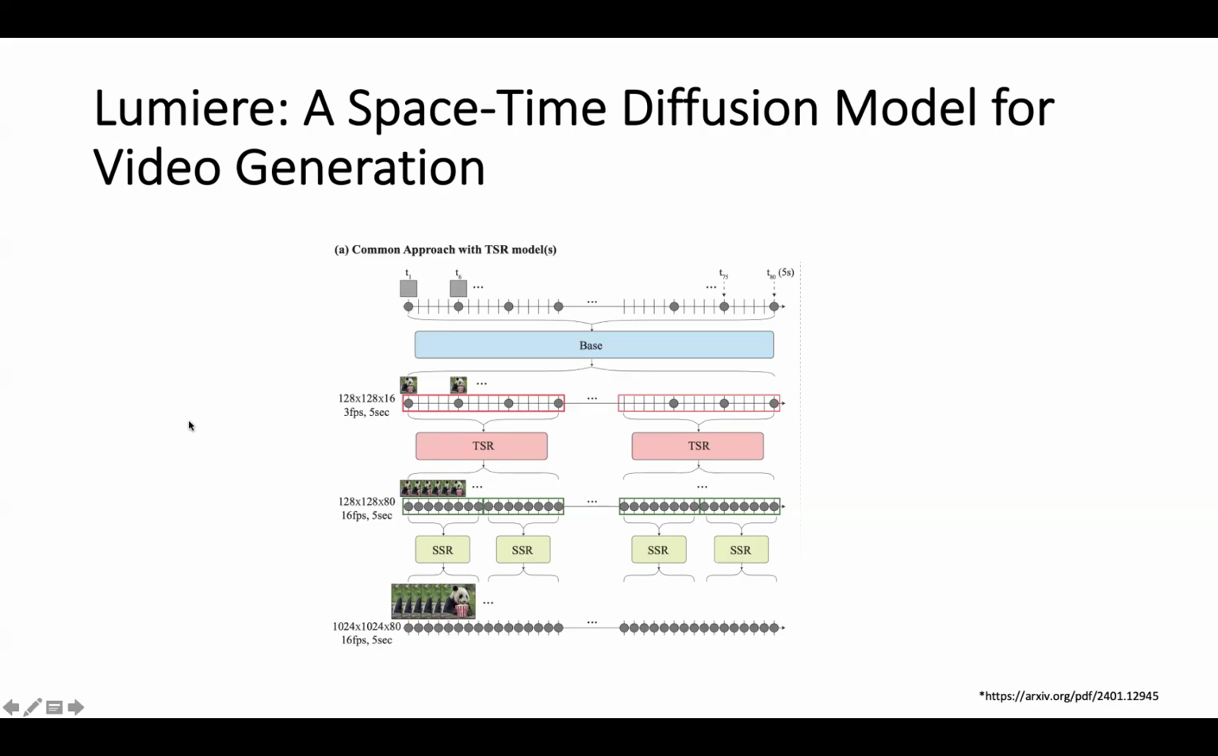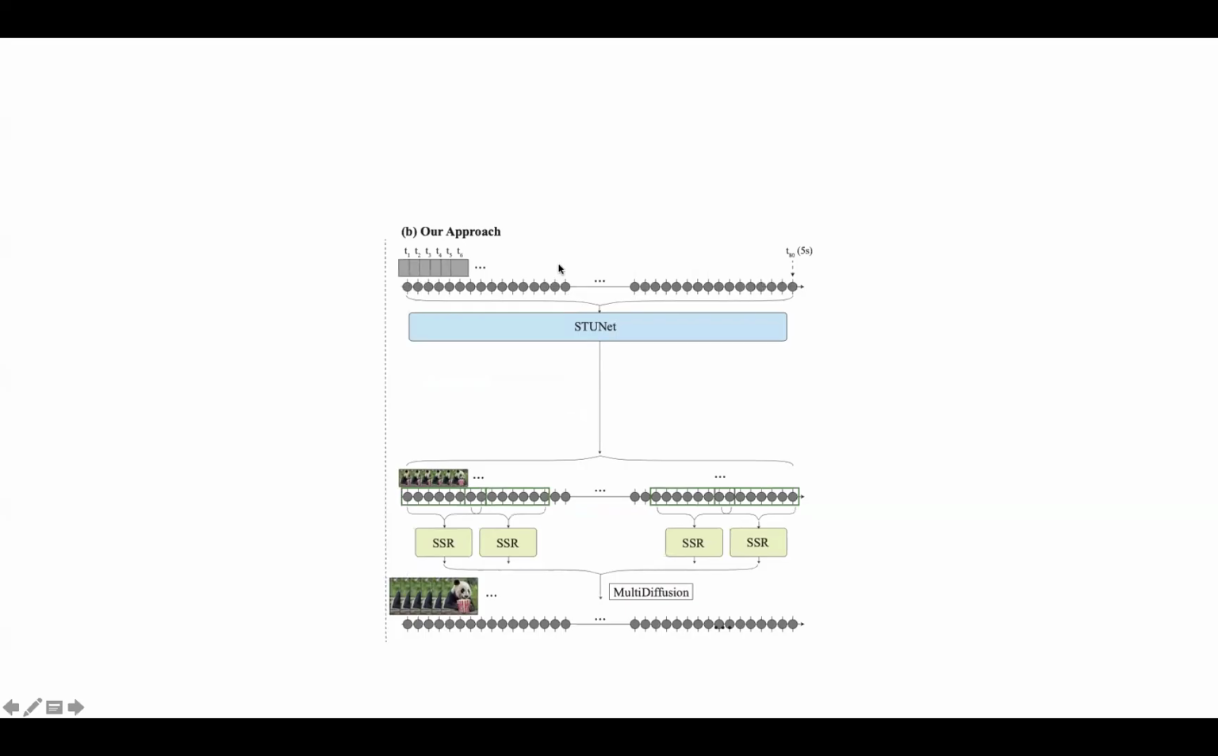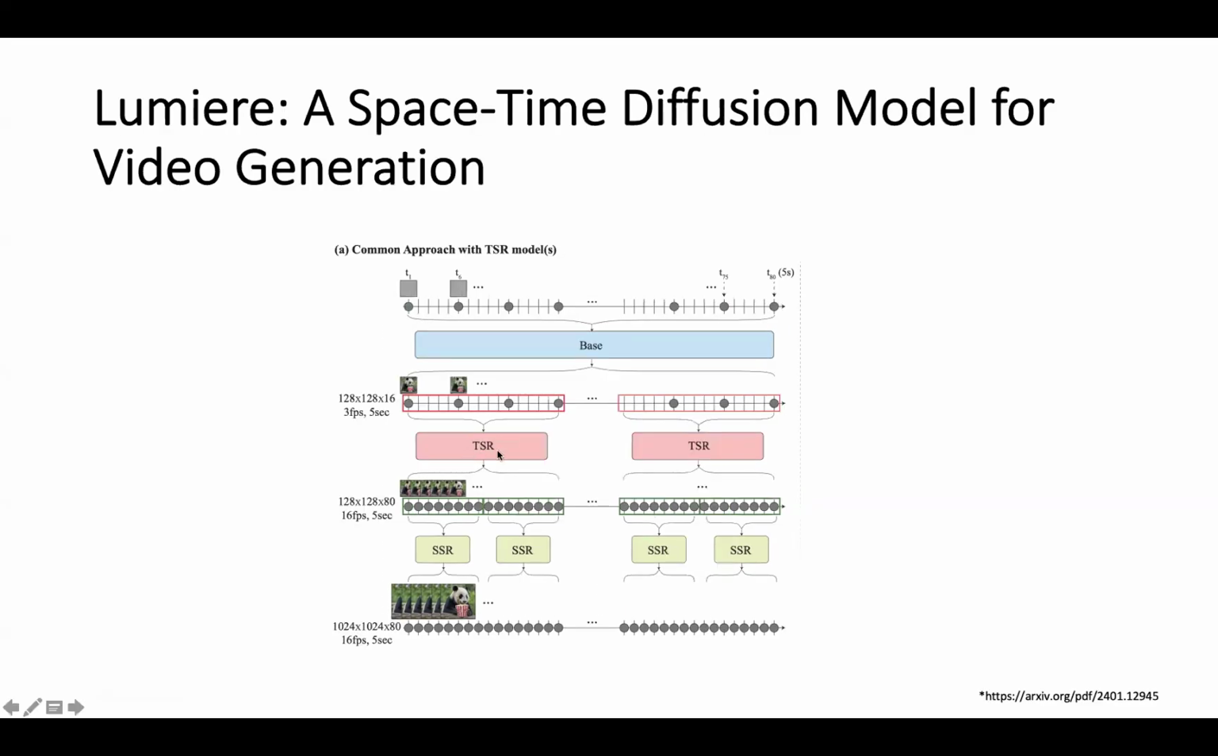Now, how is Lumiere different? Lumiere is different because it tries to predict the whole 80 frames at once. This is possible with the help of the STUNet. We are directly predicting all the 80 frames, and these 80 frames are directly processed with a spatial super resolution. So now we don't need temporal super resolution, because we are not doing any frame interpolation here.